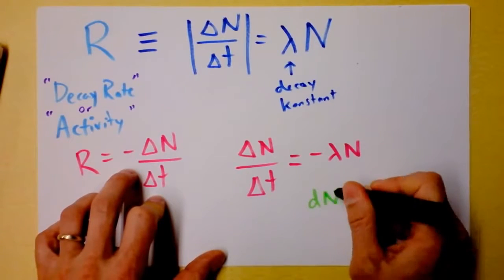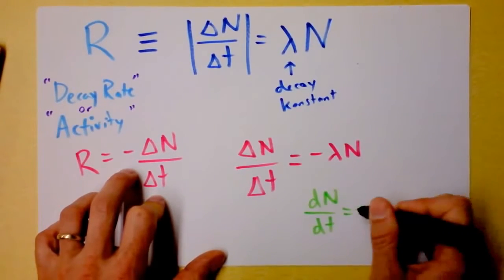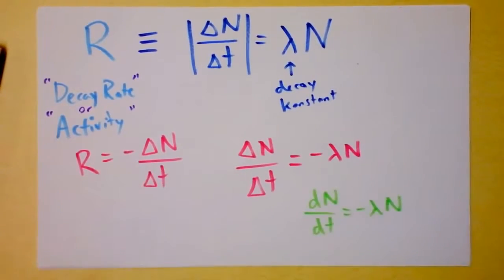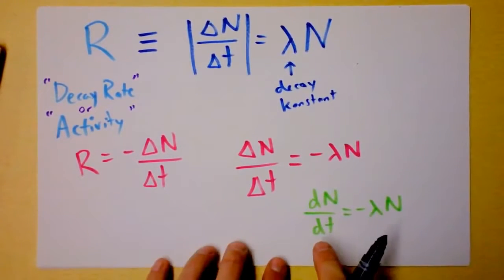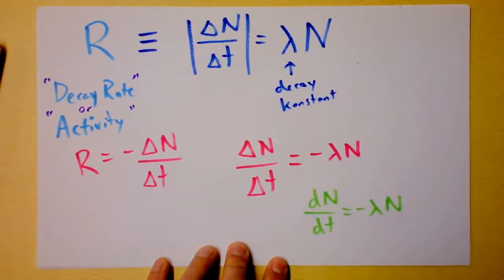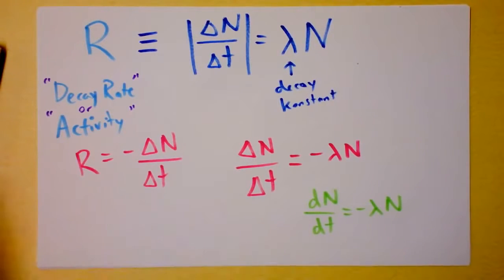I'm thinking dn dt, and I am not a mathematician. You can check with a mathematician to see if they think this is okay, but my plan is to multiply both sides of this equation by dt and divide both sides of the equation by n. I will get the following equation.